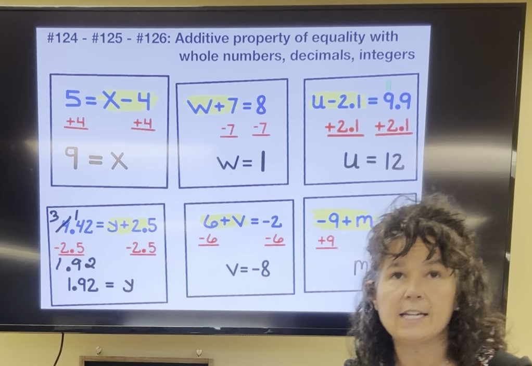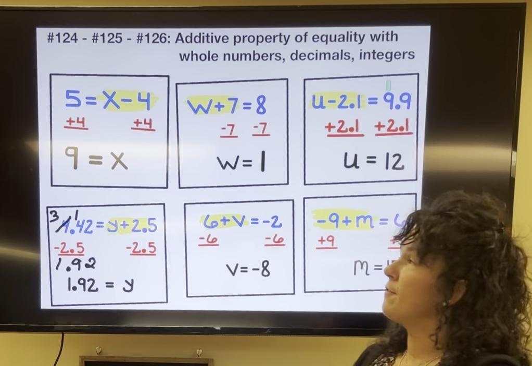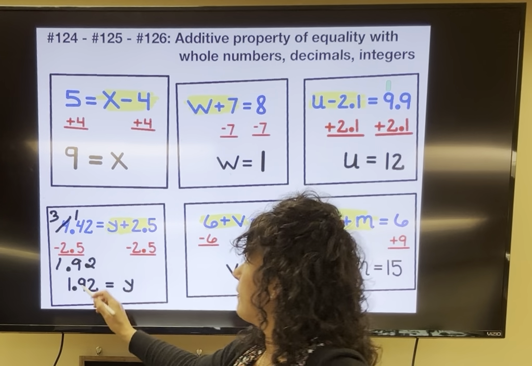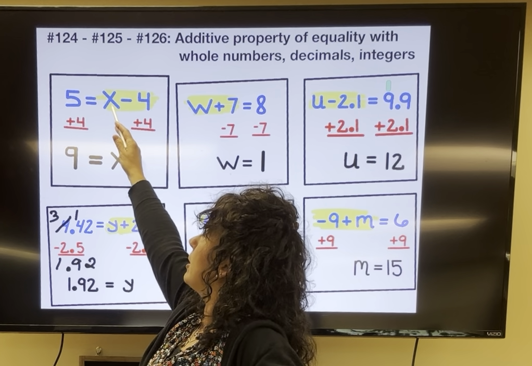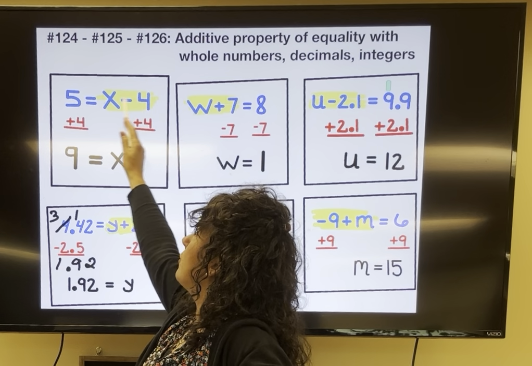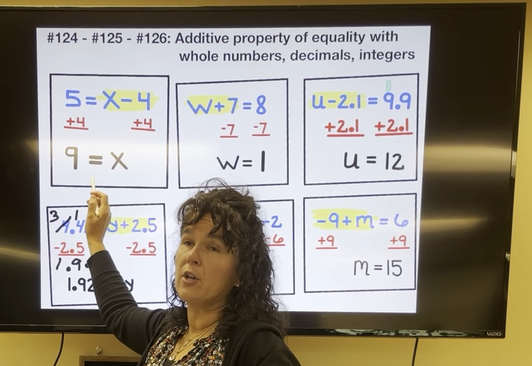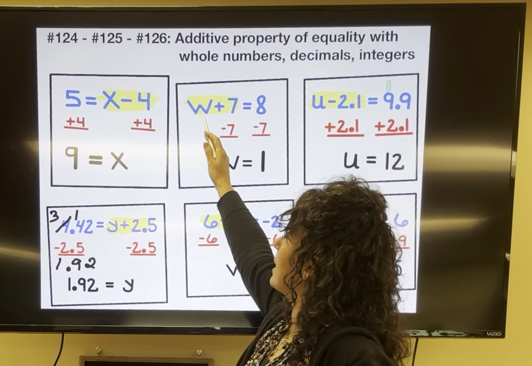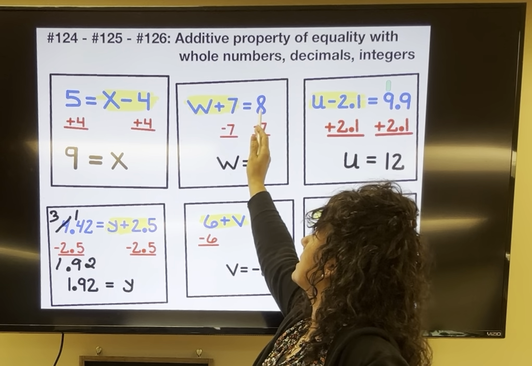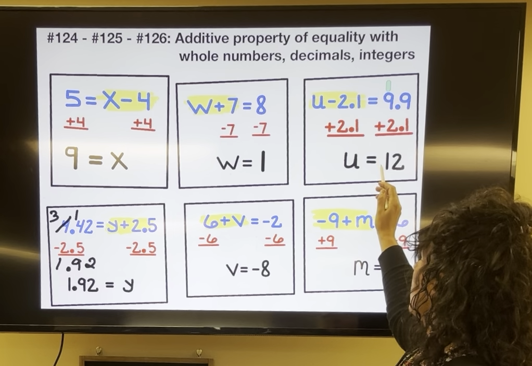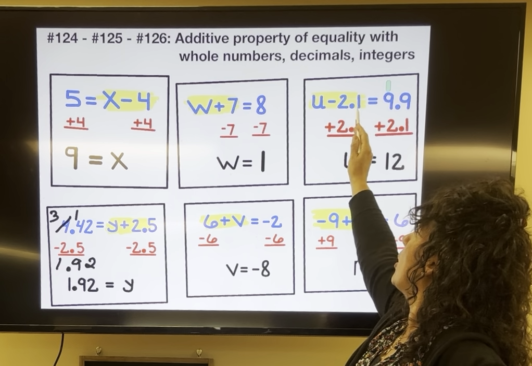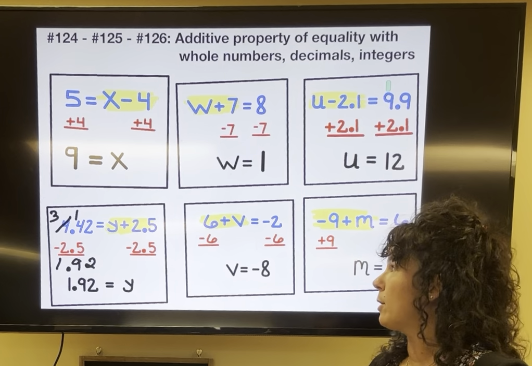Keep in mind, in each one of these, if you wanted to double check, you could see, is it a solution? If I put 9 back up here for x, 9 minus 4 does equal 5, so I know that I have the correct answer. Or in this one, I could put the 1 back in for w, and 1 plus 7 is 8. Or in this one, I could take the 12 and put it here. 12 minus 2.1 does equal 9.1.